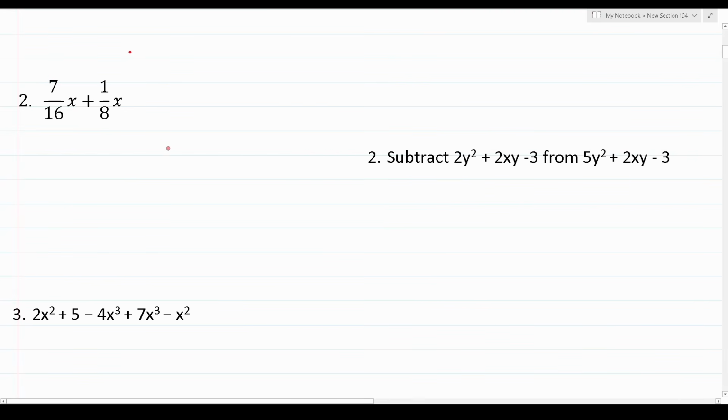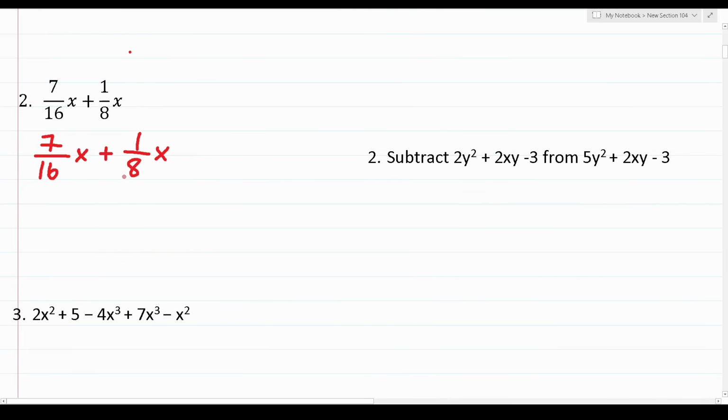And in 7 over 16x, we have the letter variable x raised to the first power. And in 1 over 8x, we have the letter variable x, and of course, that's raised to the first power. Given that these both have the same letter variables raised to the same powers, we can say with confidence that they are like terms, and therefore we can combine them. So we're going to combine 7 over 16x with 1 over 8x.